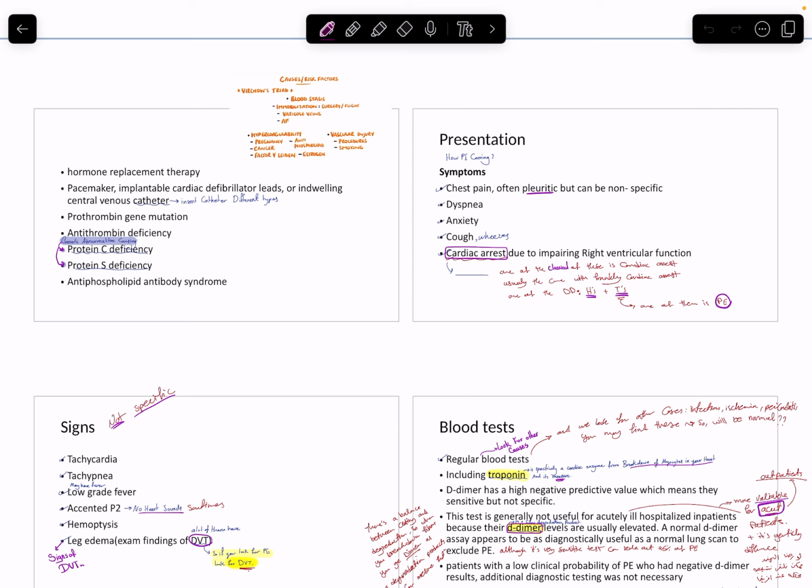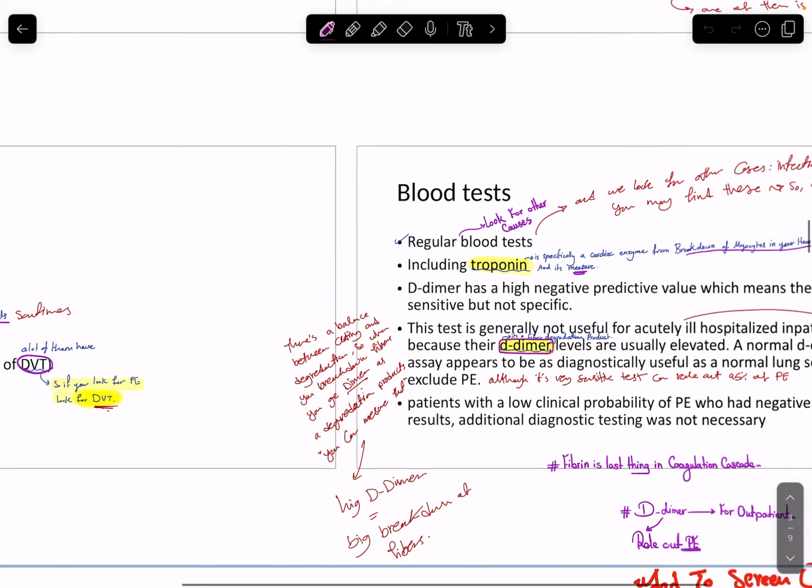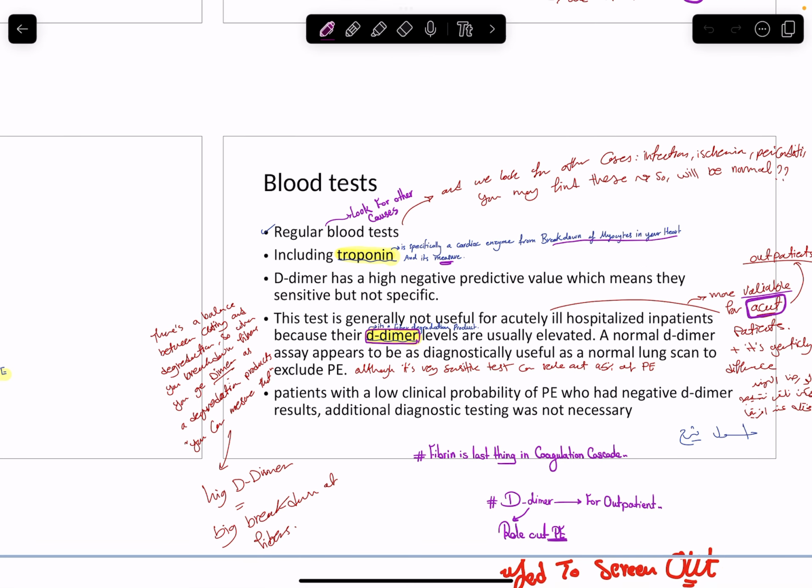So the signs: they may have tachycardia, tachypnea, some fevers, without abnormal heart sounds, hemoptysis, and then signs of a DVT. If someone comes in with chest pain and has a DVT, it's a PE by definition. You don't need to think about it twice. But a lot of times you don't have that. That's the problem. We think about PE when someone has a cardiorespiratory presentation that we cannot explain. It's not heart failure, not pneumonia, not a viral infection, not musculoskeletal, not ischemic chest pain, then we think about PEs, because they're very difficult to diagnose.